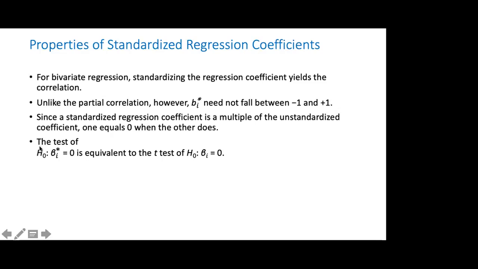And of course the test, because one equals 0 when the other does as well. Testing that my standardized regression coefficients are 0 is the same as testing that my unstandardized regression coefficients are 0. So that does not change. No matter whether they're standardized or not, whether their scale changes or not, when one is 0, then the other one is 0 too. That's why it does not affect the significance test.